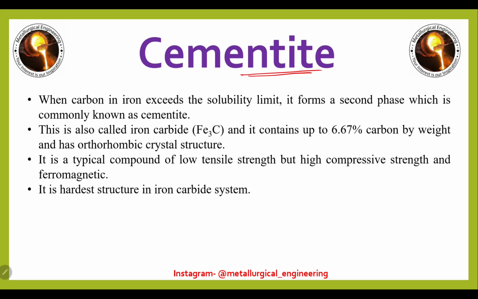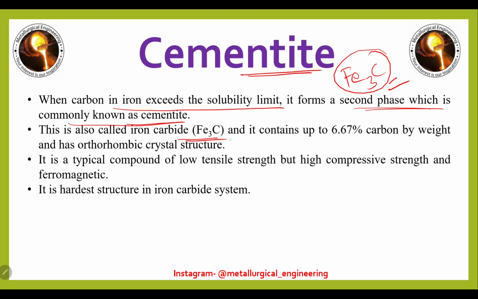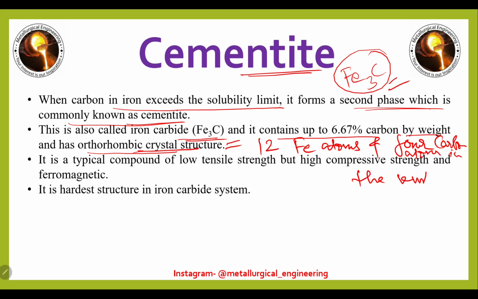Next, cementite. When carbon in iron exceeds the solubility limit, it forms a secondary phase which is commonly known as cementite, that is Fe3C. This is also called iron carbide. It contains up to 6.67% carbon by weight and has a complex orthorhombic crystal structure with 12 iron atoms and 4 carbon atoms in the unit cell.